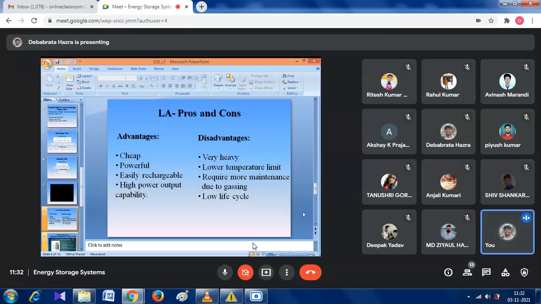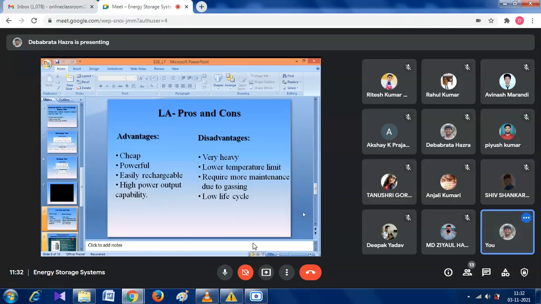It is very powerful because with lead acid storage we can store a huge amount of power. It is easily rechargeable, because if we supply DC voltage to the lead acid battery, then it will easily recharge, and it has high power output capability. That means you can say the efficiency of the lead acid battery is high.